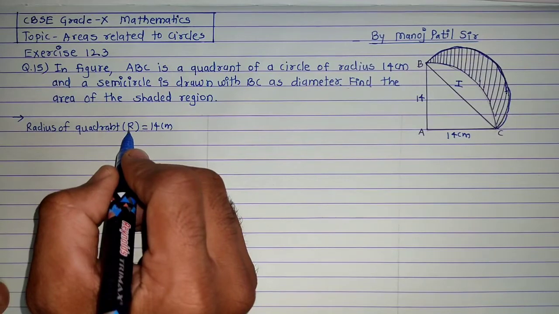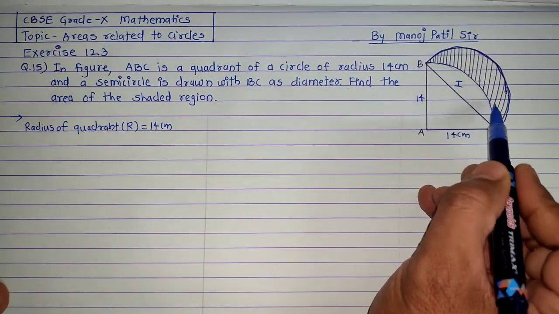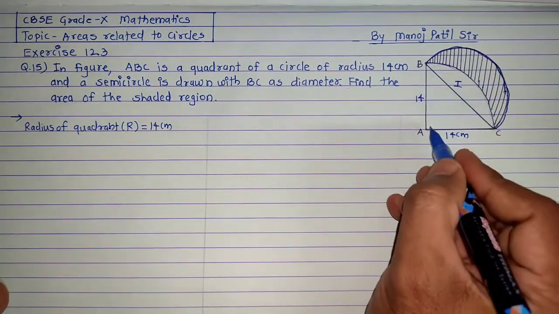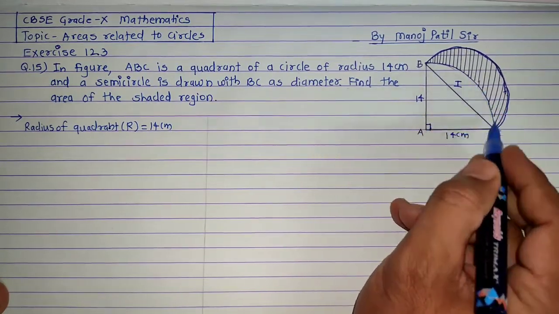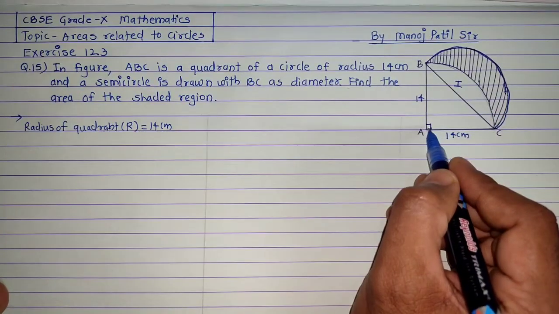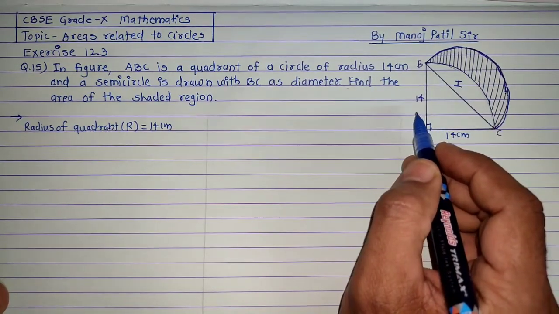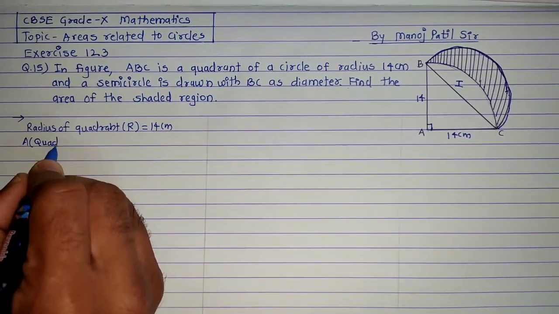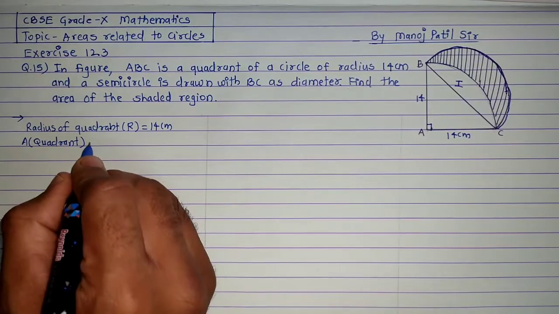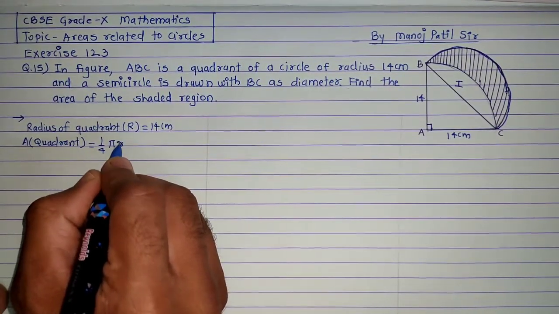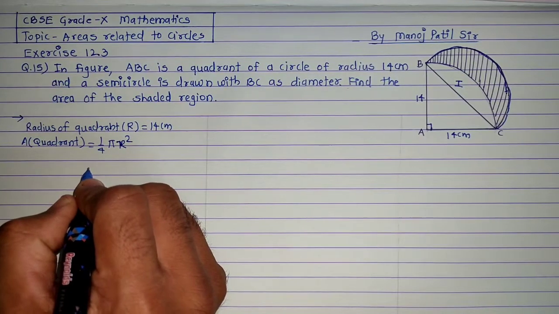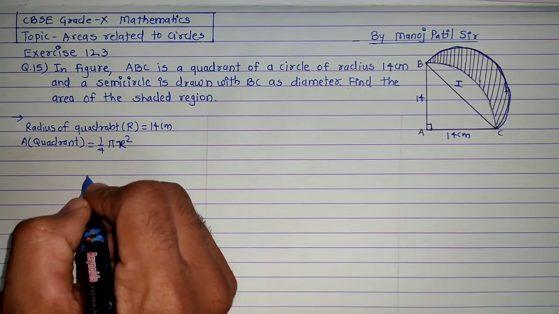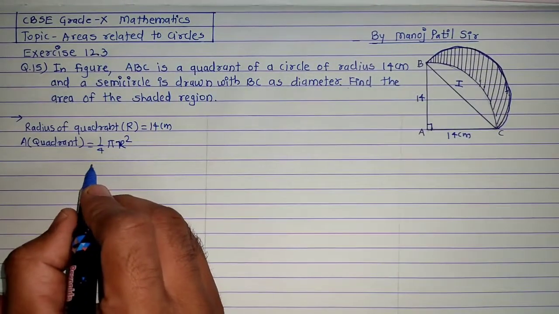Now we'll find the area of quadrant, that is the unshaded portion. This complete unshaded portion is a quadrant. If a sector's angle is 90 degree, then it is called a quadrant. So area of quadrant is equal to 1/4 pi R square. Here you can also write theta upon 360 into pi r square, but theta is equal to 90, and 90 upon 360 is 1/4. That's why we can use this formula directly.